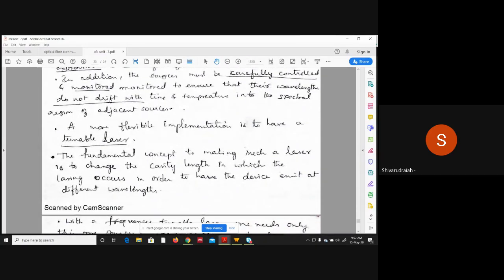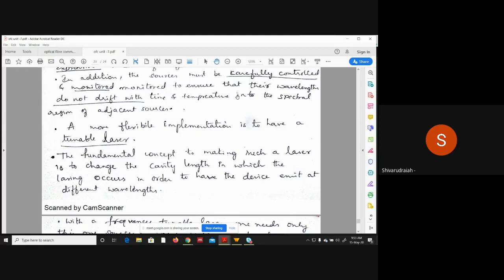In addition, the laser sources must be carefully controlled in terms of temperature and wavelength, and regularly monitored to ensure that the wavelength being generated by the laser source does not drift with respect to time and temperature. There should not be any drift in the wavelength into the spectral region of other adjacent sources. That condition should also be taken care of.